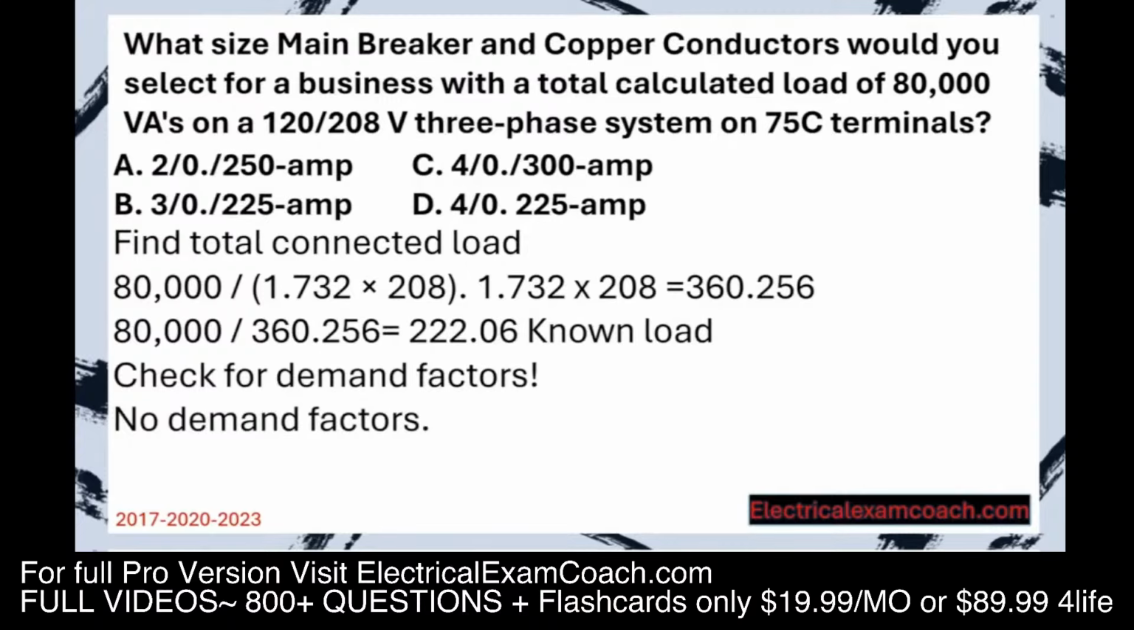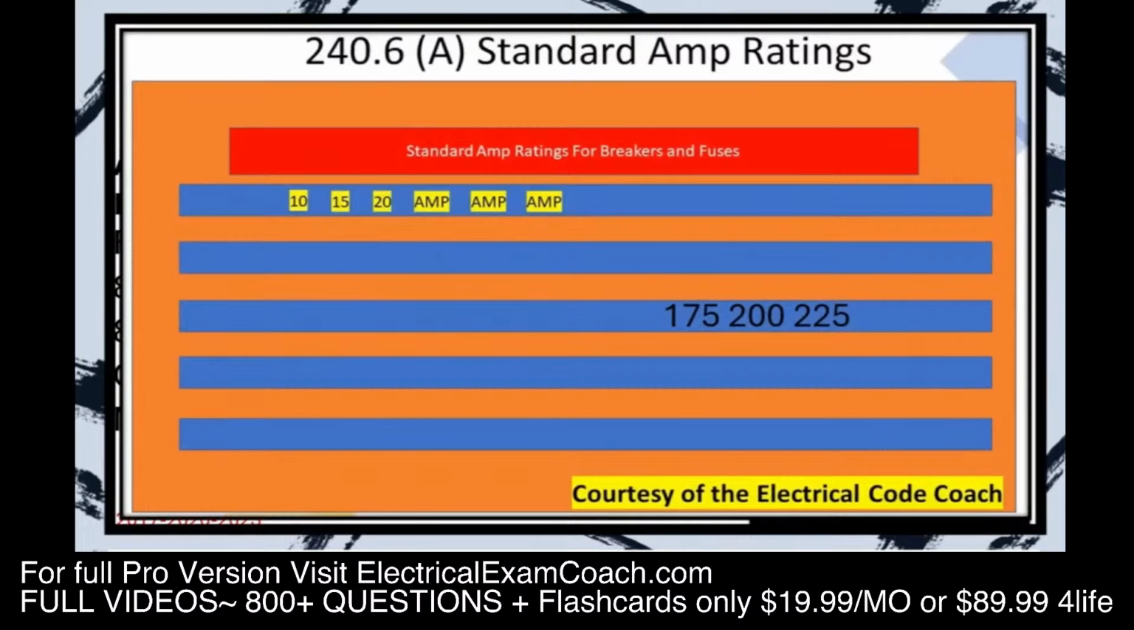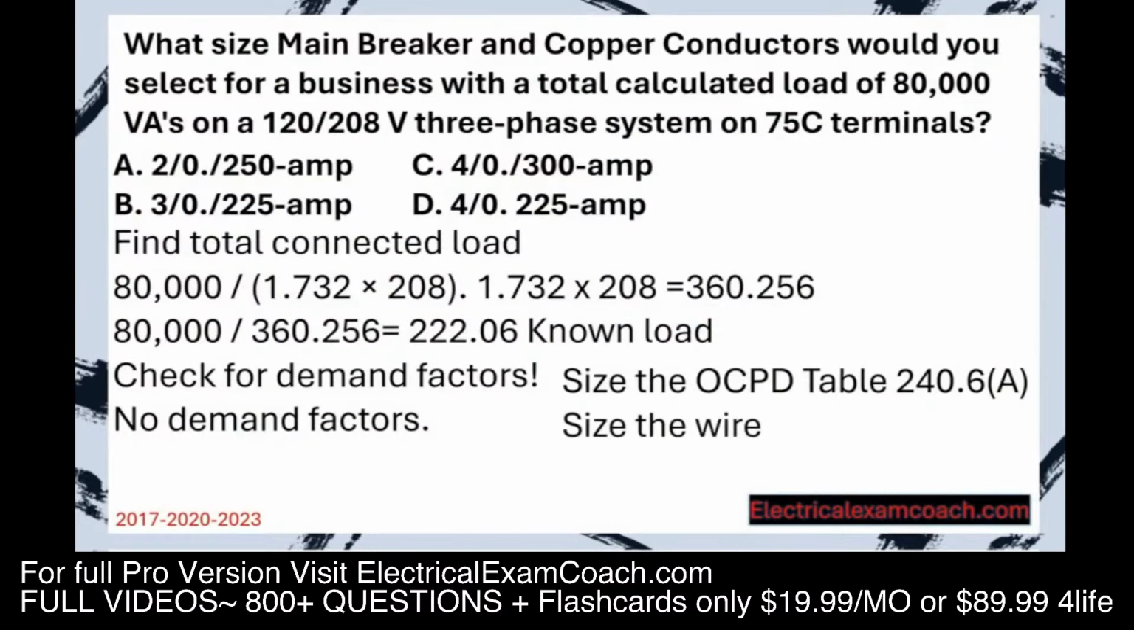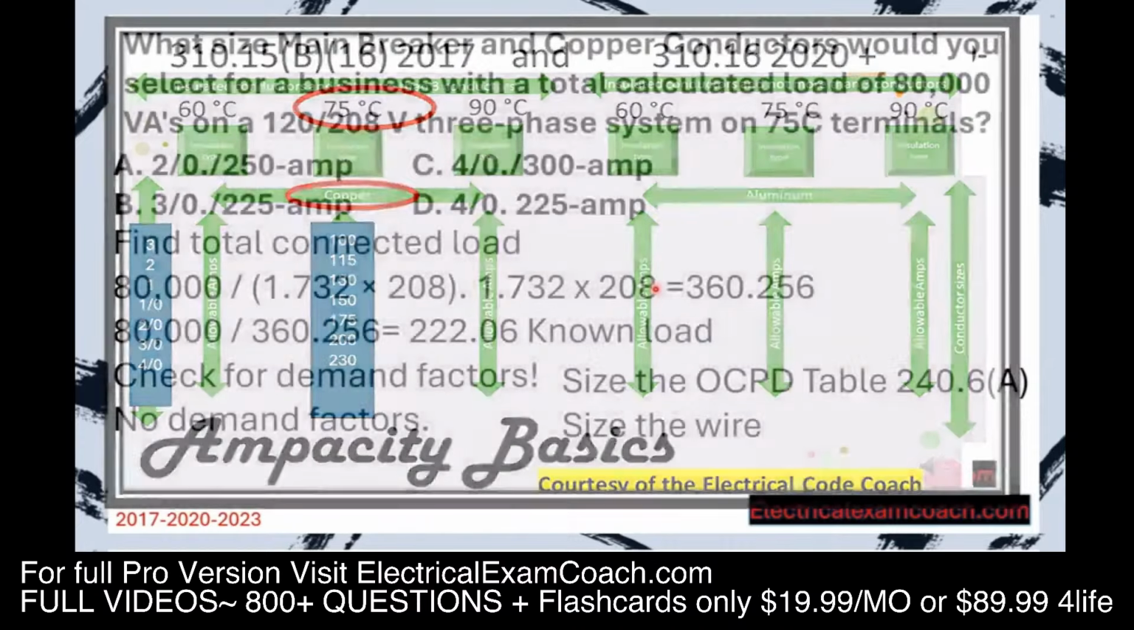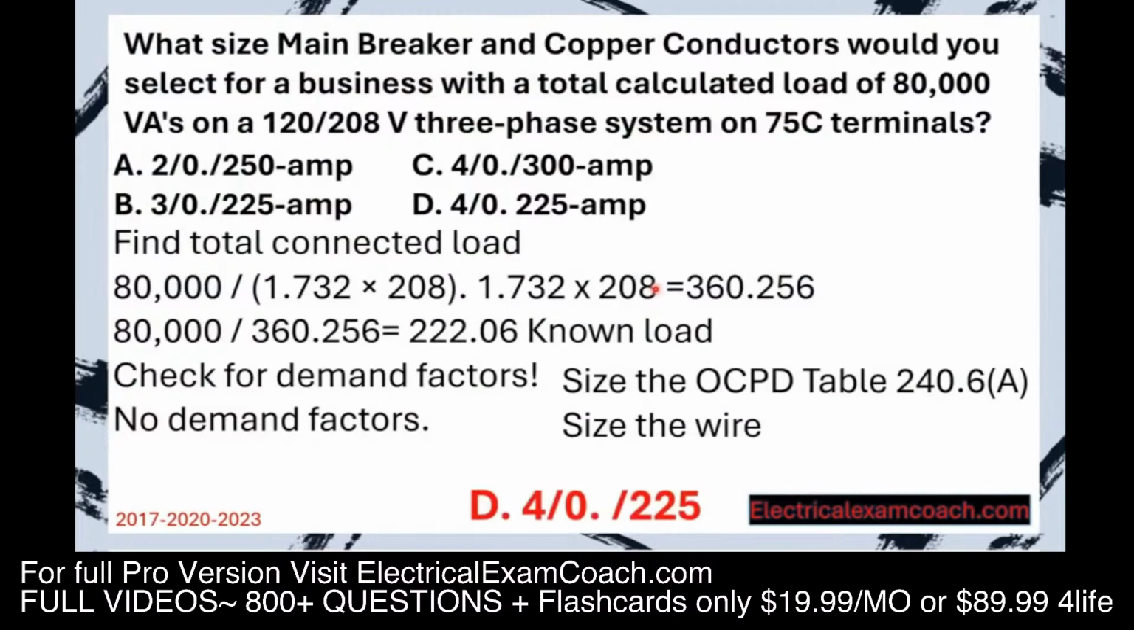Let's size our overcurrent protective device first, based off of 222 amps. We head to table 240.6(A), and we choose the next standard size. And in this case, it's going to be a 225. Now we can size our wire. We head to our primary ampacity table. We're going to be on the copper side of the table in the 75°C column, and we need to go down and find a wire that covers 222 amps. And in this case, we're going to select a 4/0. When we put it on a 4/0 wire, we're going to select D, and we're all done.